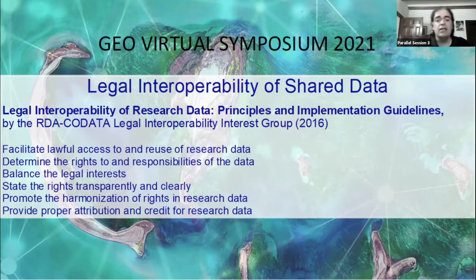Then, as far as the legal interoperability of shared data is concerned, 2016 marked the existence of the Legal Interoperability of Research Data Principles and Implementation Guidelines by the RDA-CODATA Legal Interoperability Interest Group. As a brief conclusion, these guidelines facilitate lawful access and reuse of research data. They also determine the rights and responsibilities of the data, balance the legal interests, and state the rights transparently and clearly. They also promote the harmonization of rights in research data, and provide proper attribution and credit for research data as well.